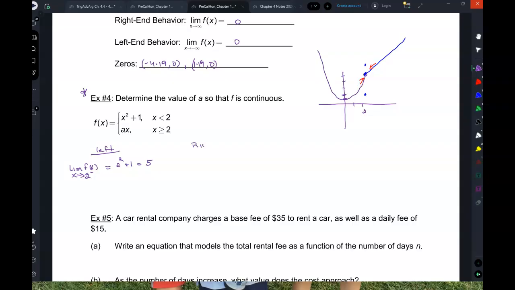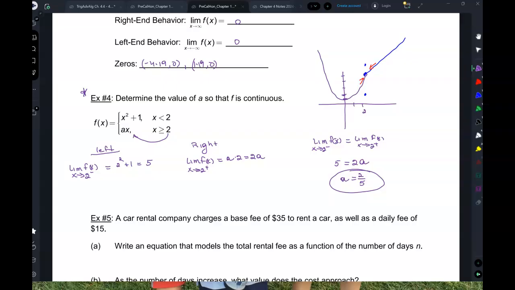From the right, the limit of f of x as x approaches 2 from the right-hand side is equal to, I plug 2 in here, 2a. For it to be continuous, the limit of f of x as x approaches 2 from the minus side has to equal the limit of f of x as x approaches 2 from the positive side. That means 5 has to equal 2a, so a is 2/5.